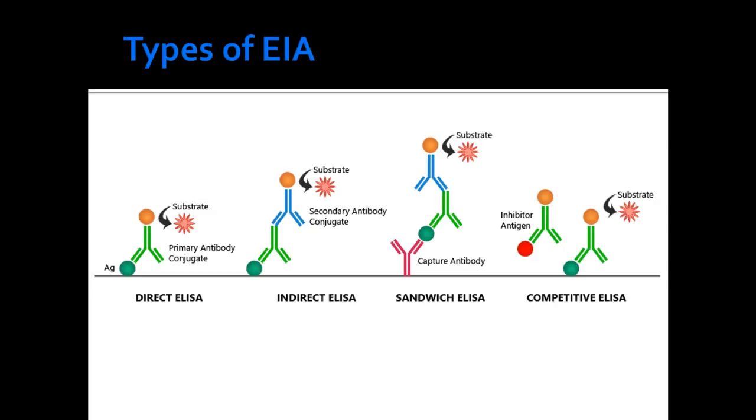The first one's direct. You can see we have an antigen combined to an antibody with a tag on it. Indirect, we have an antigen, then we have an antibody, and then we have a secondary antibody. The capture antibody has an antibody with an antigen, then another antibody, and an antibody. And the competitive is, again, they're going to compete for binding sites.